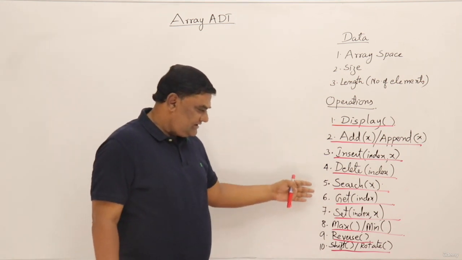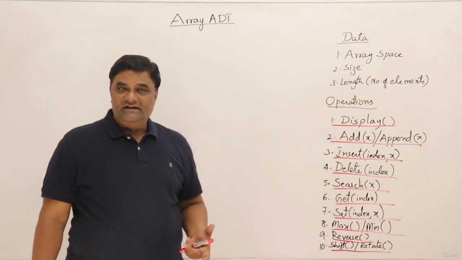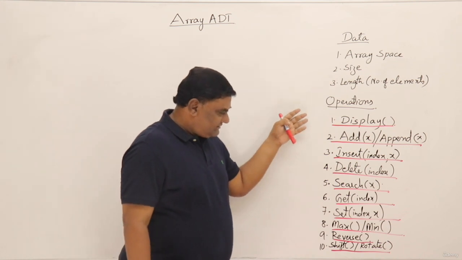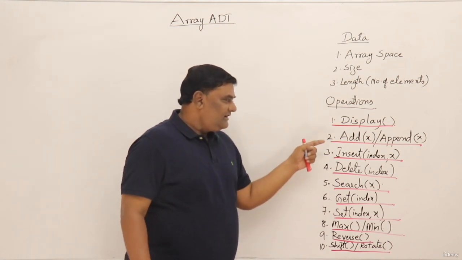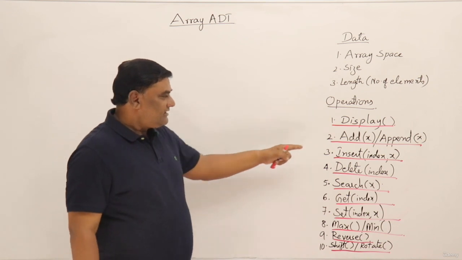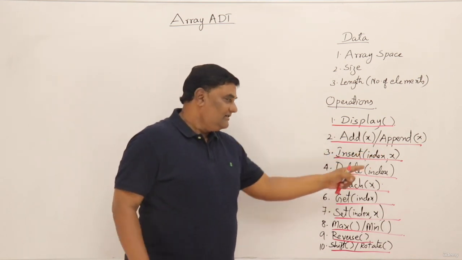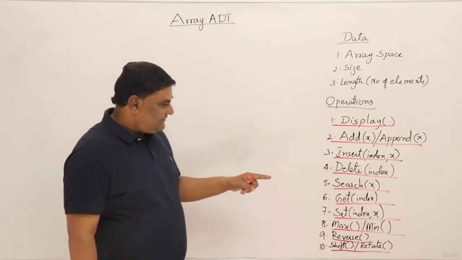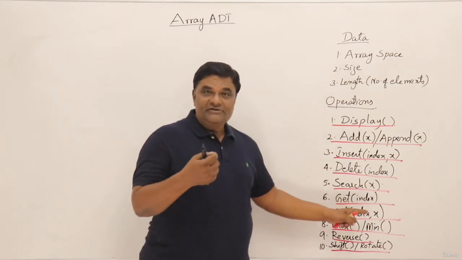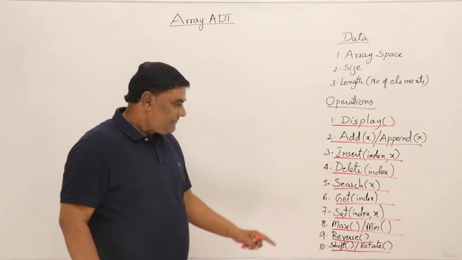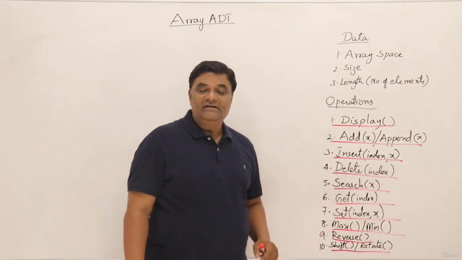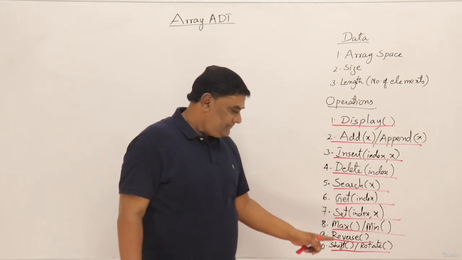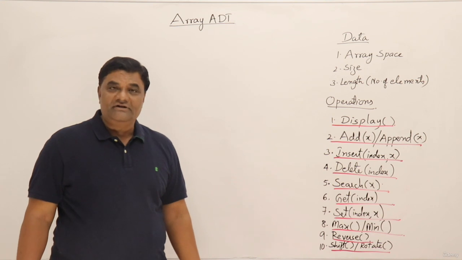So some of the operations here we will discuss in this video, and more operations I'll show you in the coming lectures. Now I will quickly read out just the set of operations here: displaying an array, adding or appending an element in an array, or inserting an element at a given index in an array, deleting an element from a given index, searching for an element in an array, then getting an element from a given index, knowing what is the element present at a given index, and set, that is replacing an element at a particular index, then finding maximum or minimum, reversing an array, and also shifting and rotation of an array.